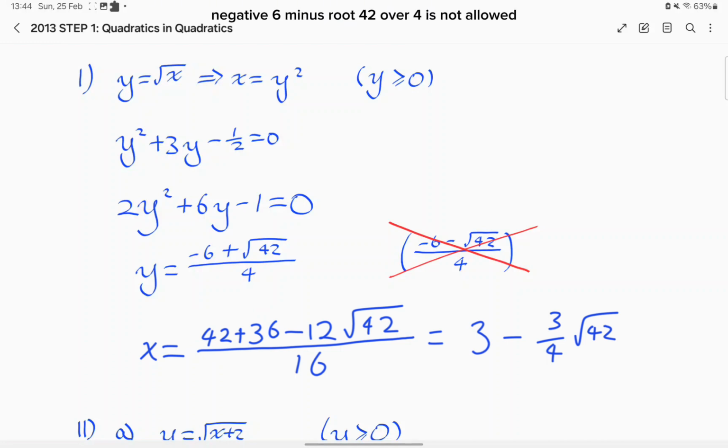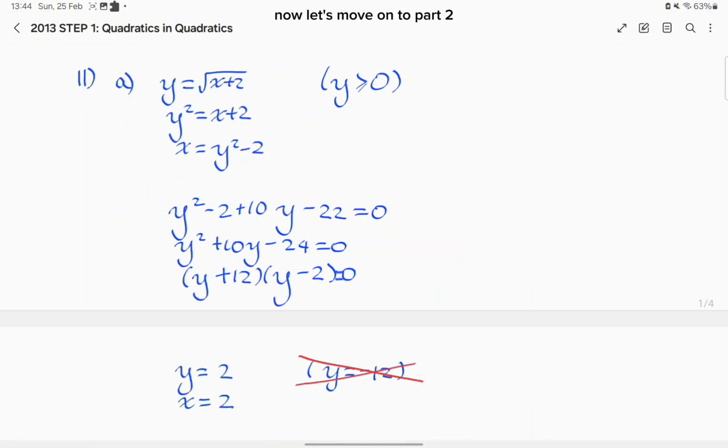Negative 6 minus root 42 over 4 is not allowed because that would be less than 0. We therefore have x equals y squared equals (42 plus 36 minus 12 root 42) over 16, which is equivalent to 3 minus 3/4 root 42. And that's the answer to part 1. Now let's move on to part 2.